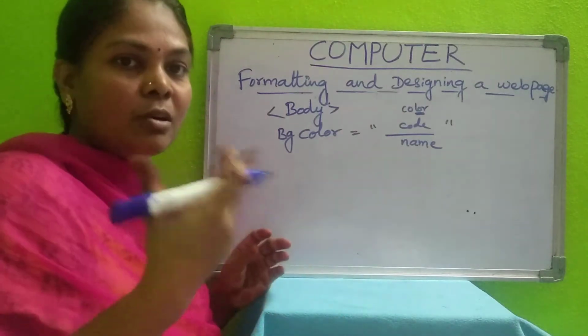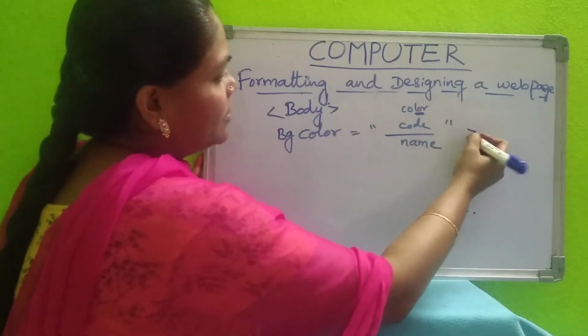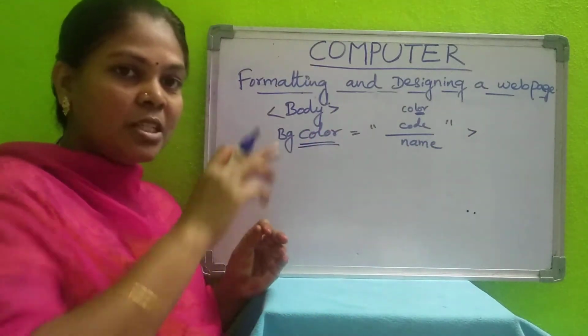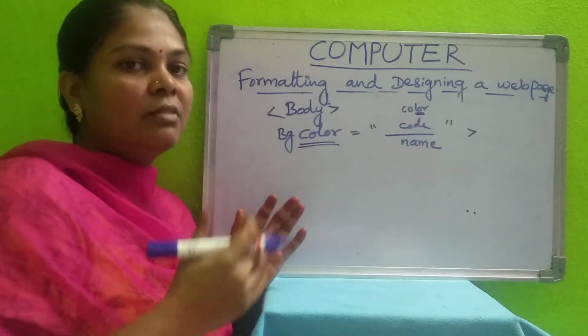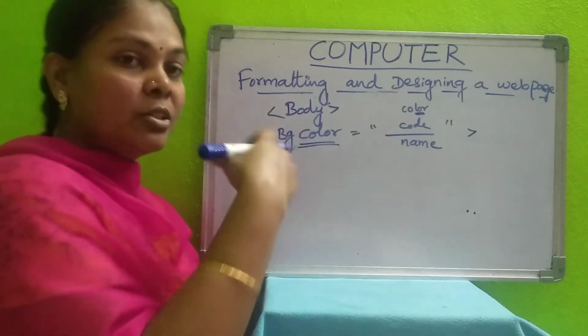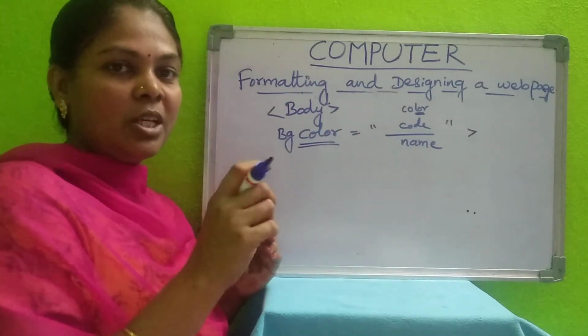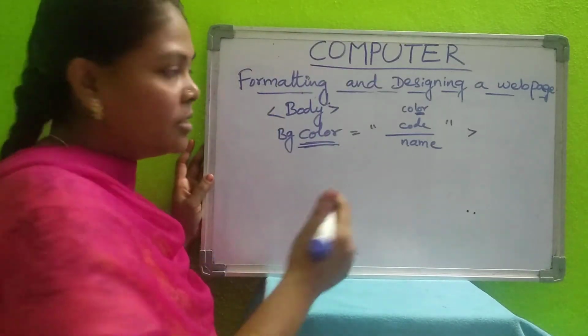No need to learn all those codes for the colors. Okay. So bgcolor equals some color we can mention. This bgcolor attribute changes the whole color of the HTML document, the background color of the HTML document. So font color means only whatever you write, that text color will be changed. So bgcolor, the total HTML document color will be changed.